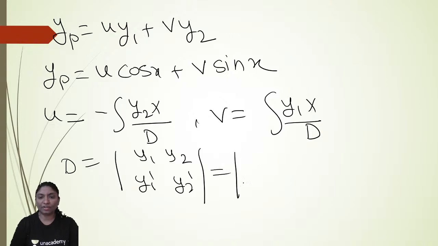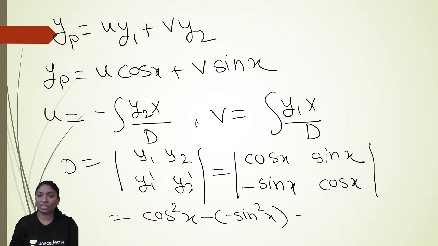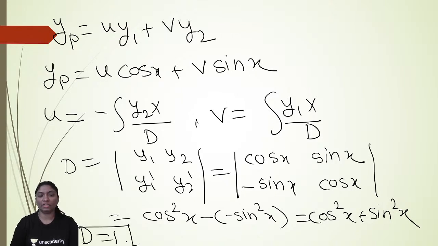Okay, so what is our y1 here? y1 is cos x, y2 is sin x, and y1 dash is minus sin x, y2 dash is cos x. Now just take the determinant of this. So cos square x minus of minus sin square x, which is equal to cos square x plus sin square x. So your value of D is equal to 1. It means the determinant of y1 and y2 is equal to 1. Now we will calculate u. I hope you are clear here.